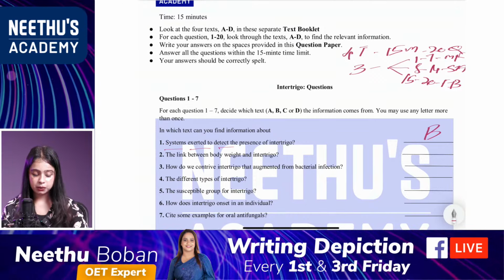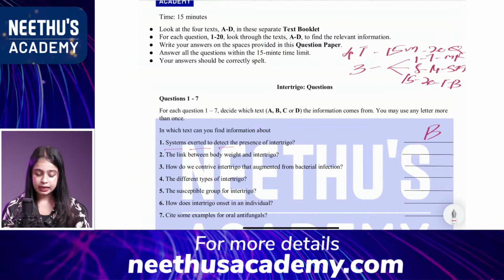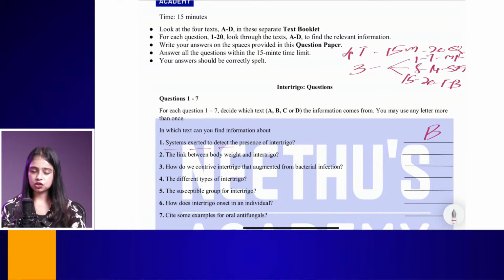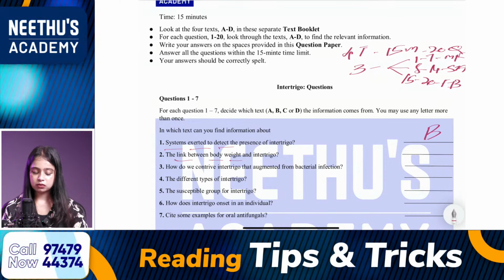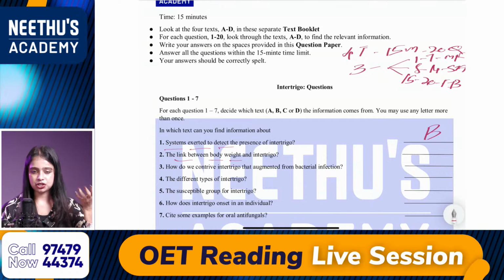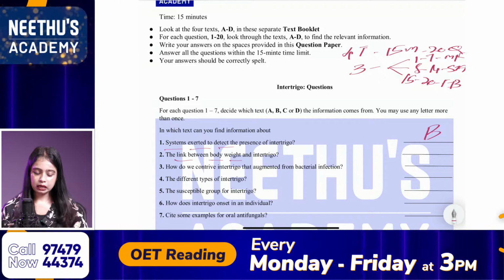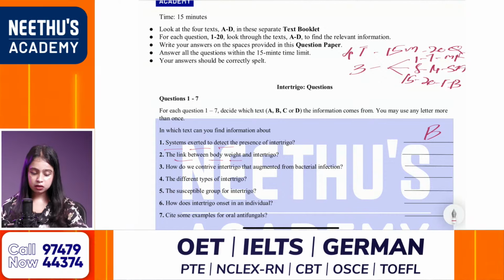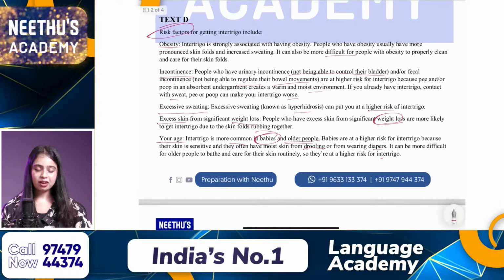Reba, Shiny, Libby and Brincy, very good, your answer is correct. Then the second one, the link between body weight and intertrigo. My keywords: link, body weight. Where have they mentioned body weight as well as the disease condition? Let me know in the comment box. Second question, link between body weight and this disease condition. That's from text D.